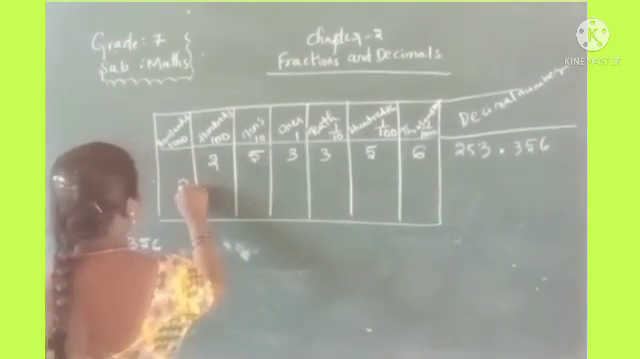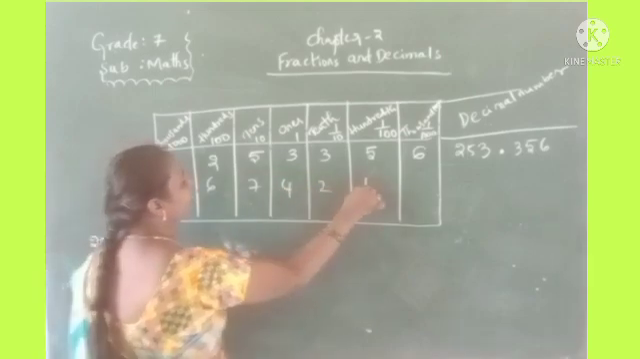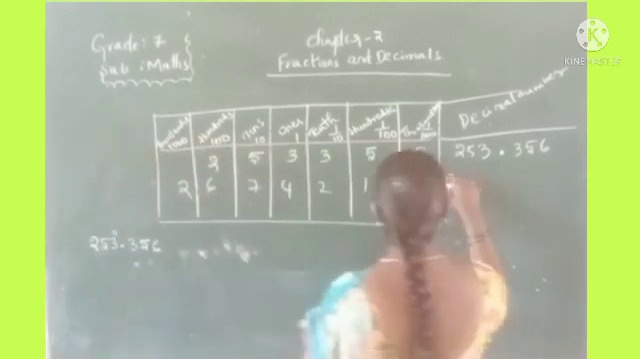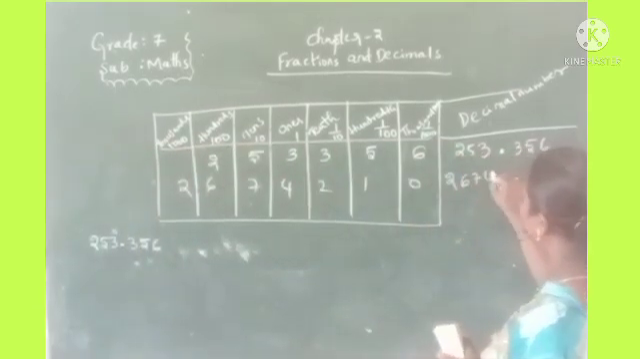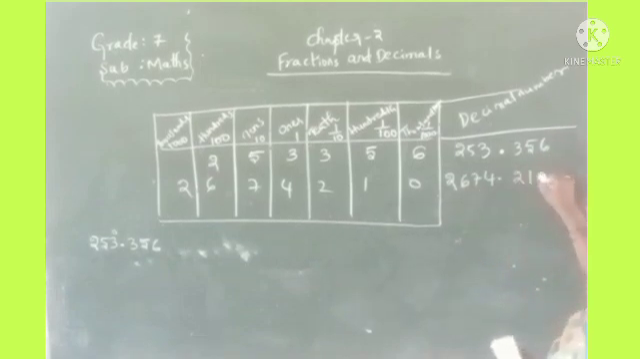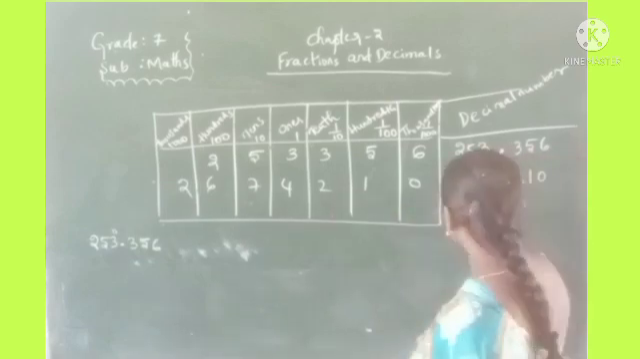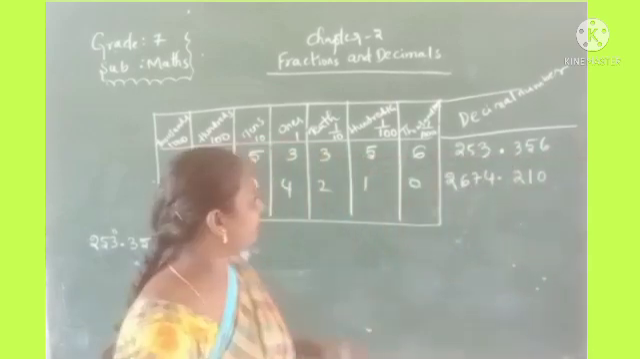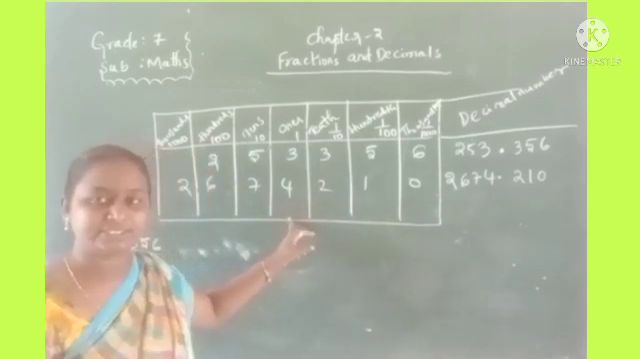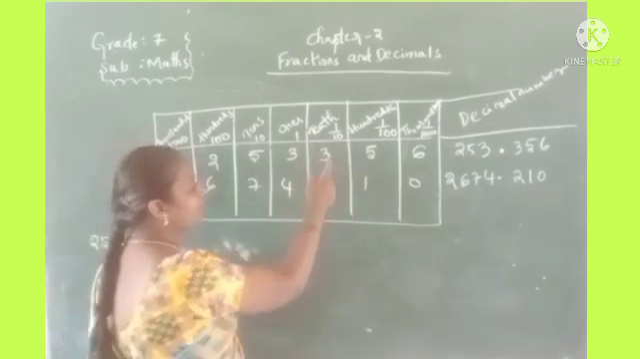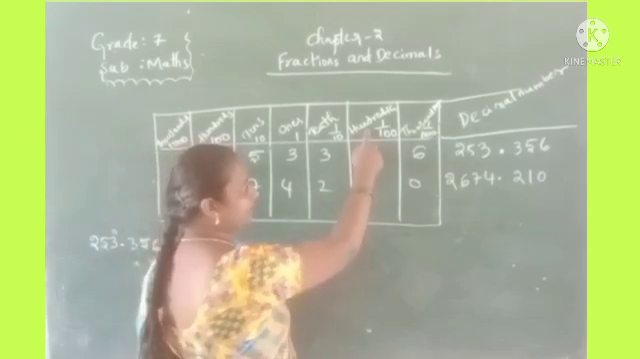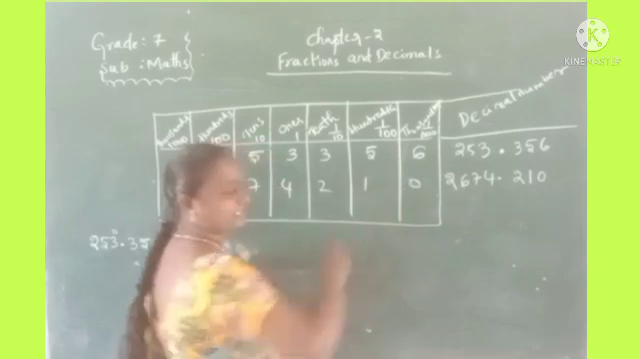Okay, suppose 2674210 is there. How to write the decimal number? Here we may write 2674.210. Why here? 0.210 means when we move one digit to the right, the place value becomes tenths. 2/10 is nothing but 0.2. The place value of 2 is tenths, the place value of 1 is hundredths, and 0 is thousandths.